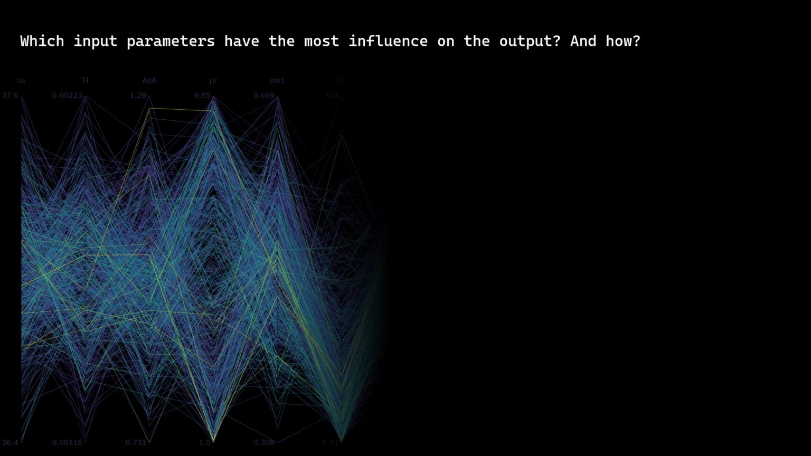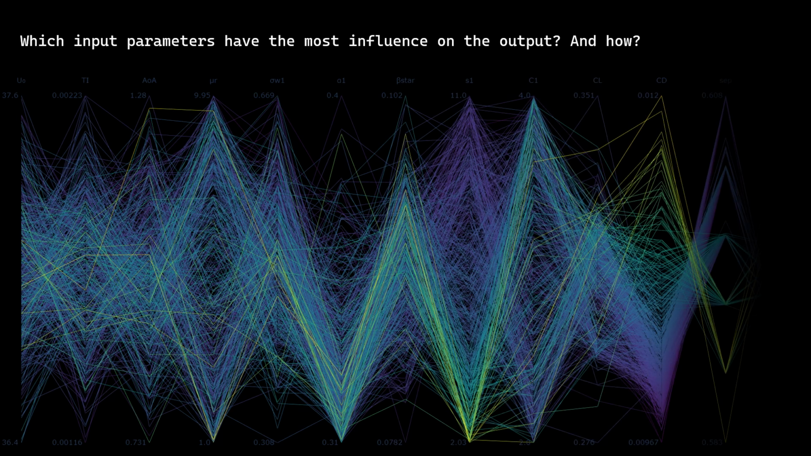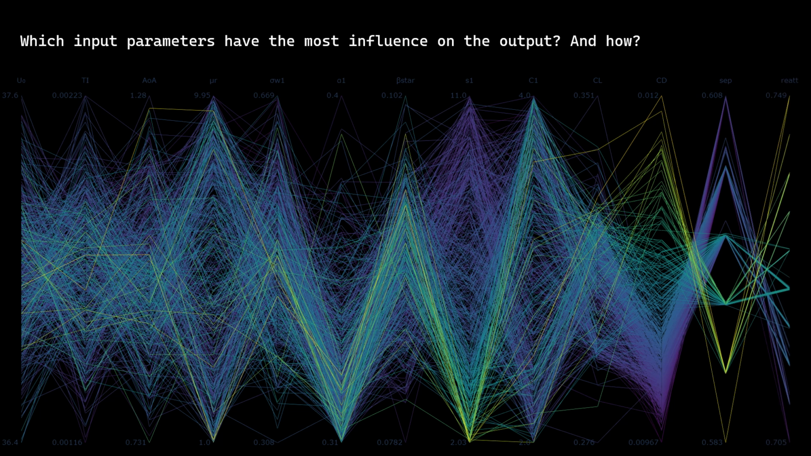I know, it seems scary, this plot. So on the x-axis, the first 9 vertical lines report the values of the input, while the last 4 are the outputs. Each line has a unique color representing a simulation. These lines are connecting the values of each input for one specific simulation and the output values.